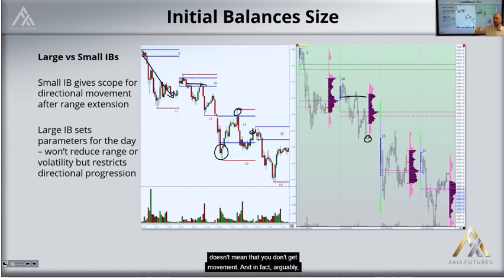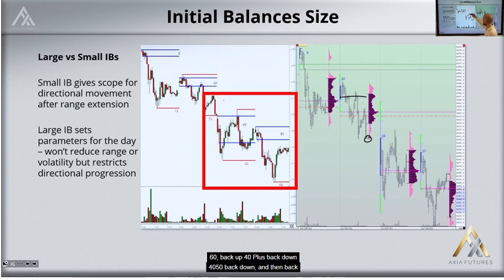It doesn't mean that you don't get movement. In fact, arguably, you have more movement on this day in terms of extension down, 60 ticks back up, back down the range. Each of these moves is over 30 ticks. You get 30 plus ticks down here, or 40 plus, 60 back up, 40 plus back down, 40 to 50 back down, and then back into range. More movement. Whereas here, you get one clear directional move. So it's clarity of movement versus number of decent sized directional movements.